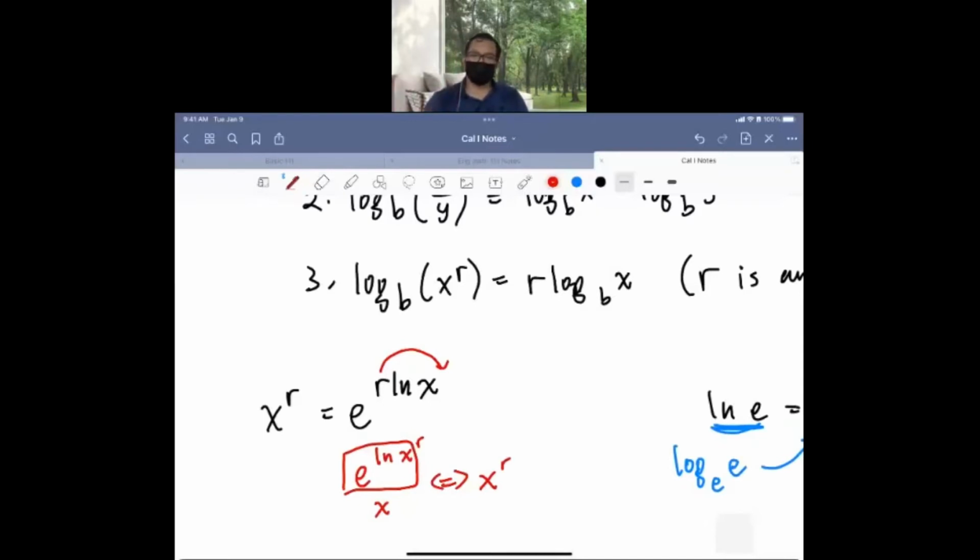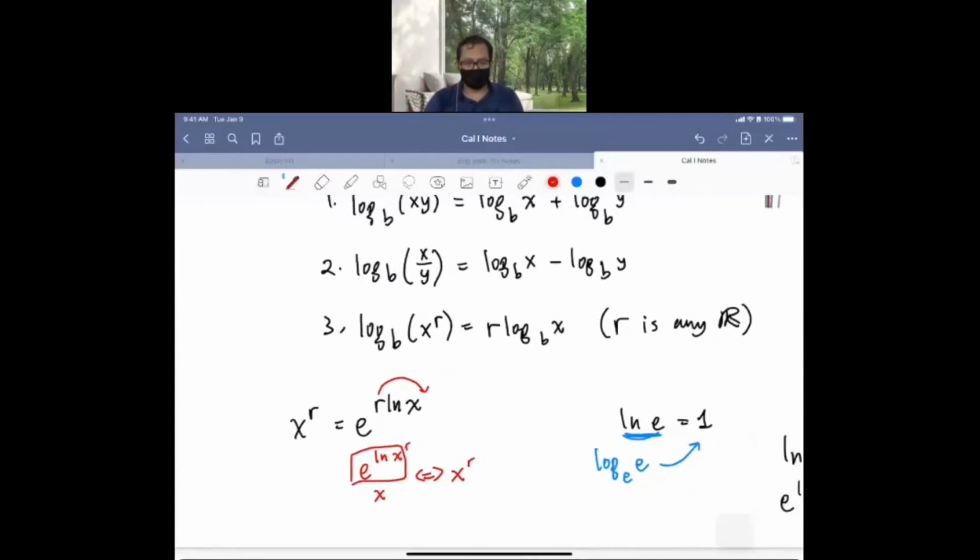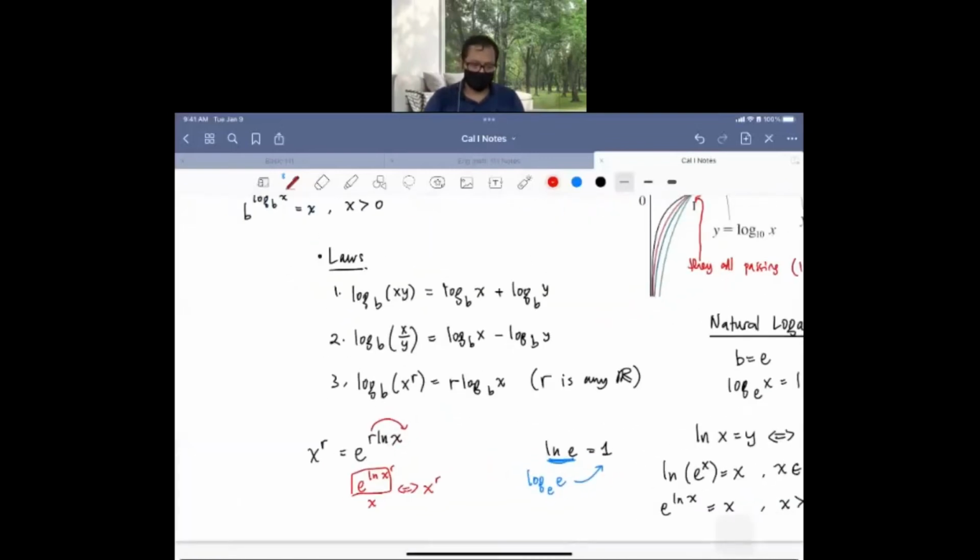Okay, one more thing about the log before we move to limit, and one more thing also about the inverse of trigonometric. So one more thing about log, go to the inverse one more time, and then go to the limit. Okay.